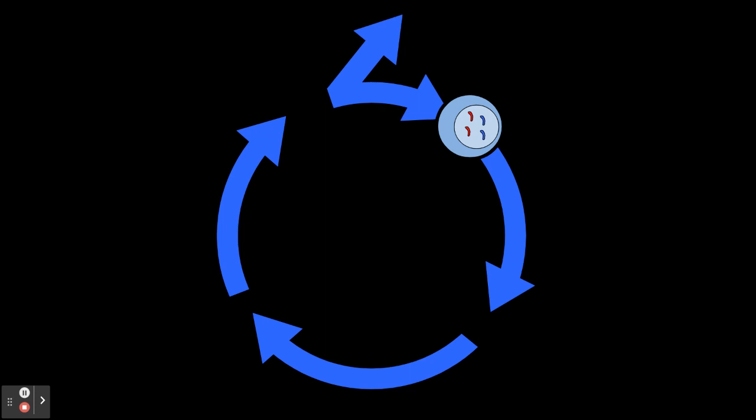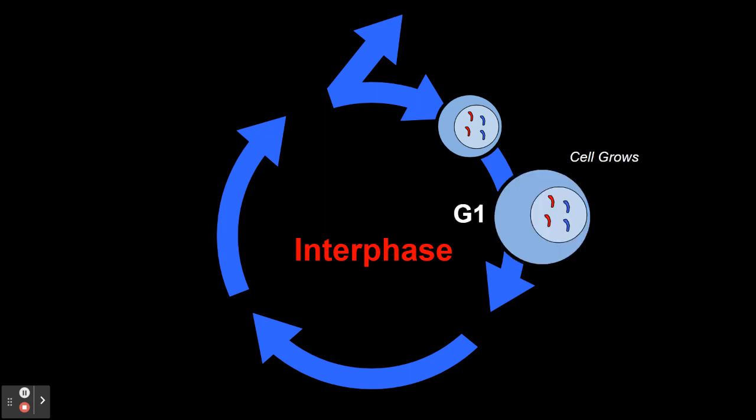So we have a cell that's just divided, and so it's going to go back into interphase, so back in that practice in between phase. And it's going to start with G1, where it's going to grow back to its normal size, and this is where it's going to stay for most of its life.